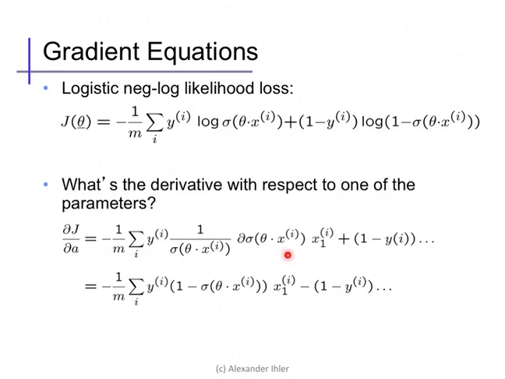Again, for different parameters, all that will change is the feature involved. So we can compute the gradient vector by using this scalar and the feature vector.